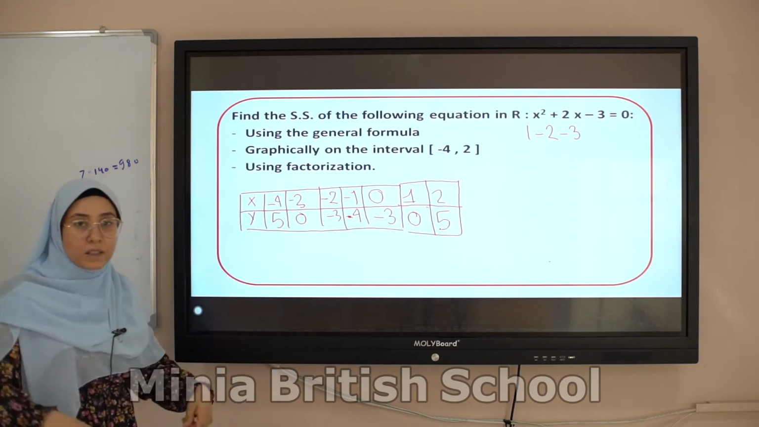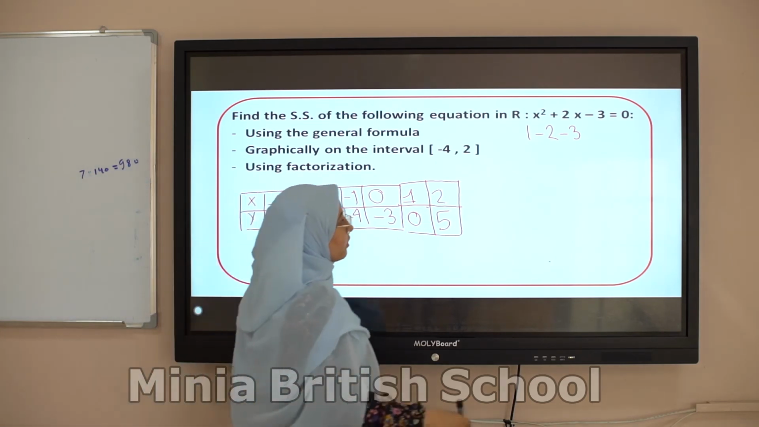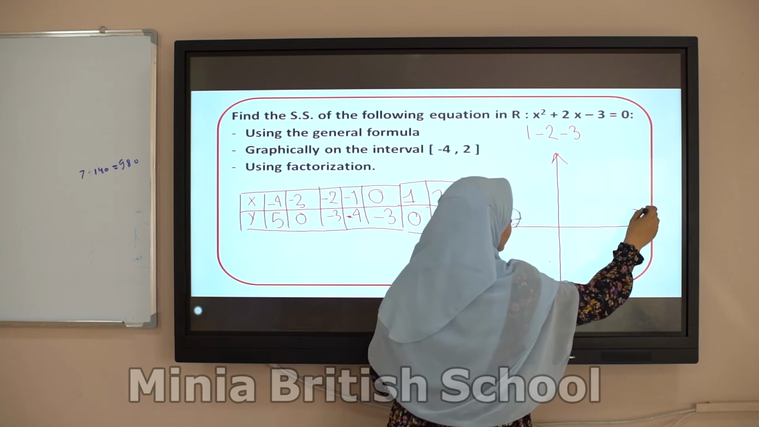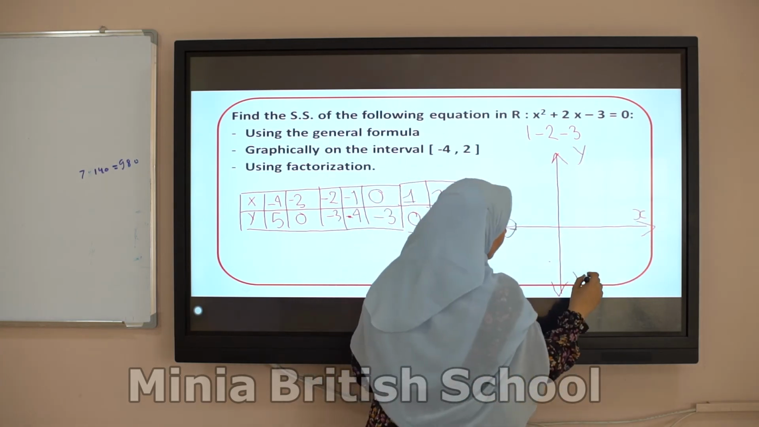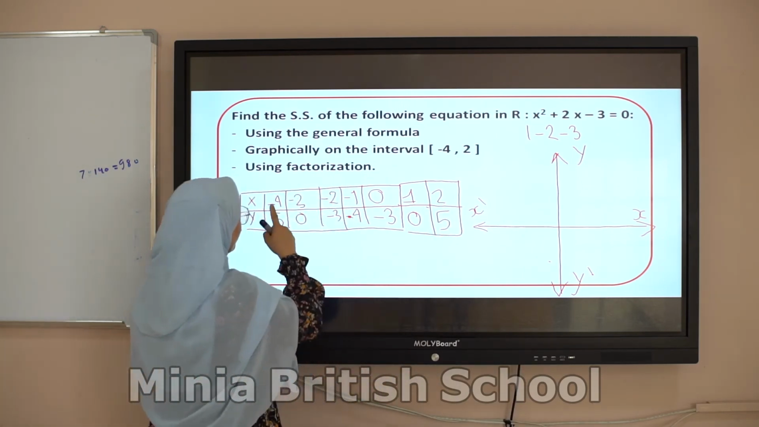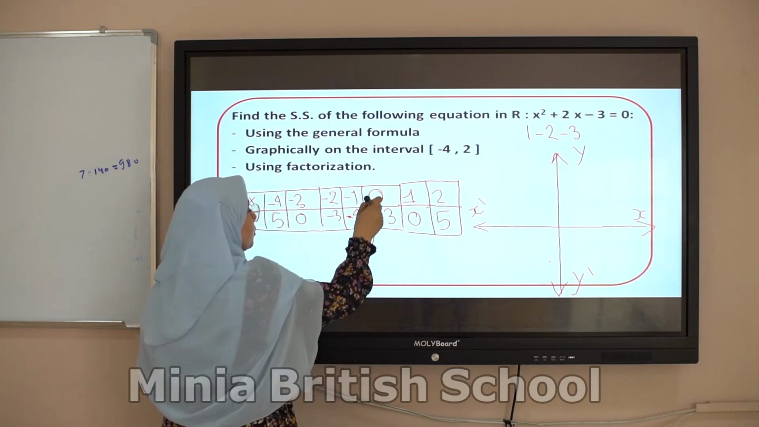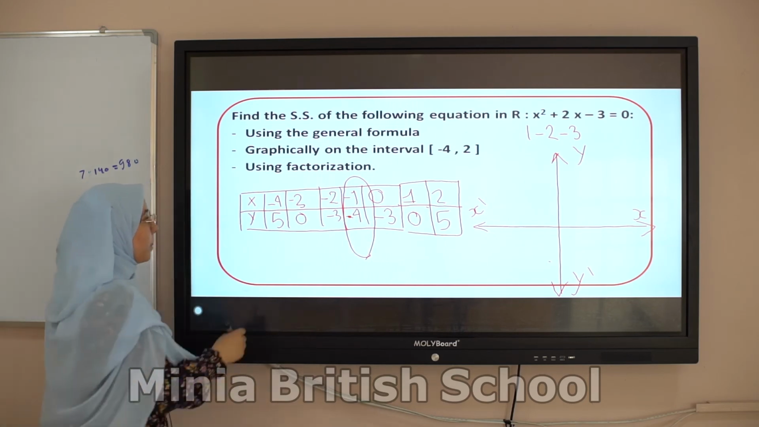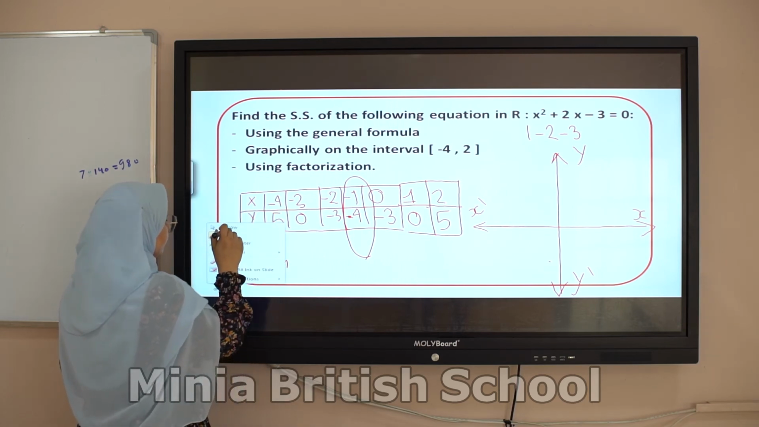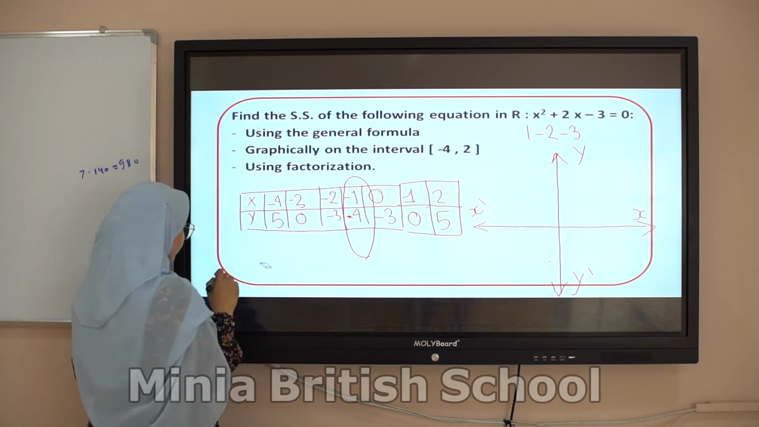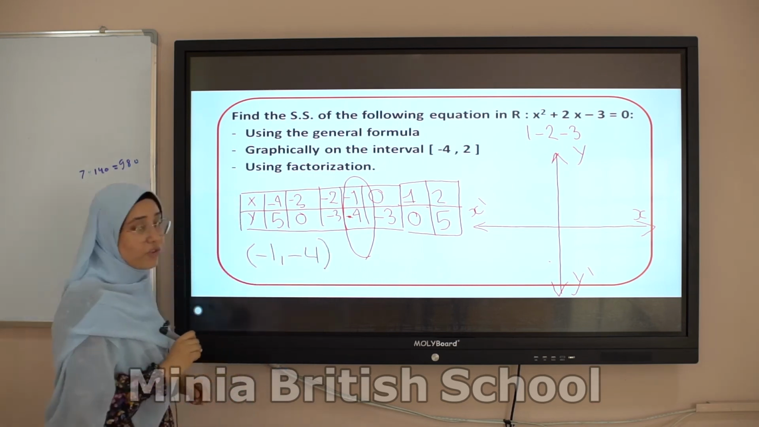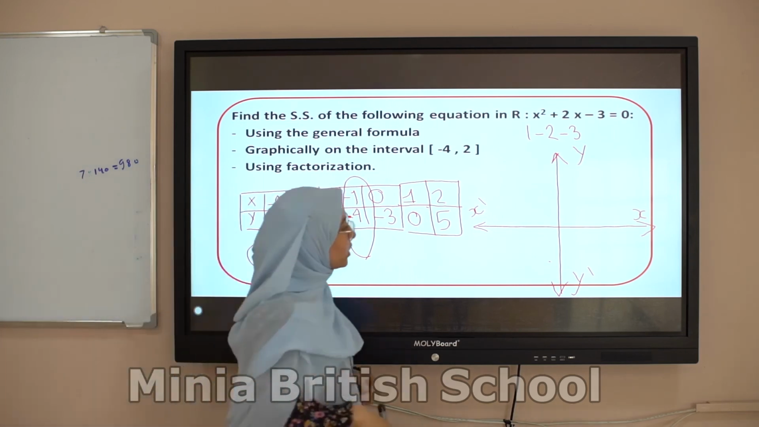Then you can represent the equation in the graph, determining the ordered pairs. We get here x, x dash, y, y dash. You have 7 ordered pairs: 1, 2, 3, 4, 5, 6, 7. The middle one, negative 1 and negative 4, is the vertex of the curve. Negative 1 and negative 4.